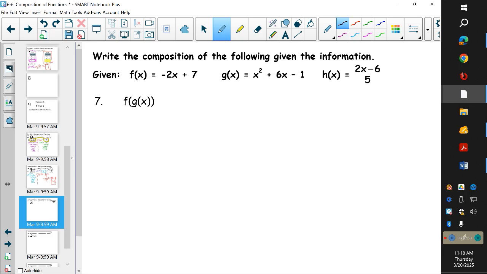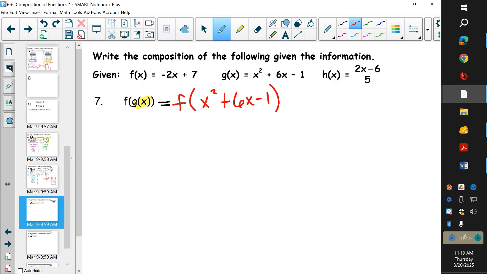Number 7. Which direction do I work from? Inside out. So if I'm working from the inside out, what's on the inside is g of x. What is g of x? Well, what's it defined to be? So that's f at x squared plus 6x minus 1. What is that ugliness in the parentheses touching?